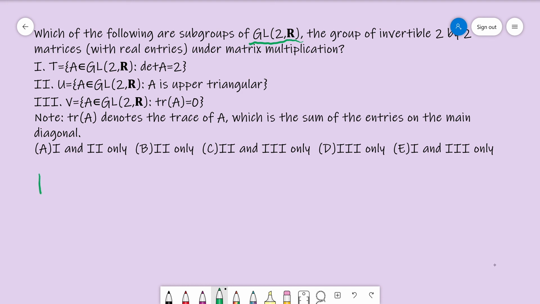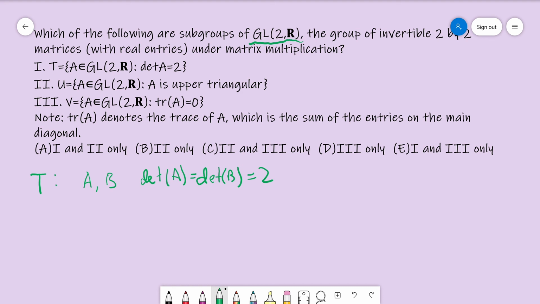So the set T is this set of all matrices that have determinant equal to 2. Well, let's suppose that we have two matrices, A and B, and that the determinant of A is equal to the determinant of B, which is equal to 2. That's what they have to have in order to be members of T.